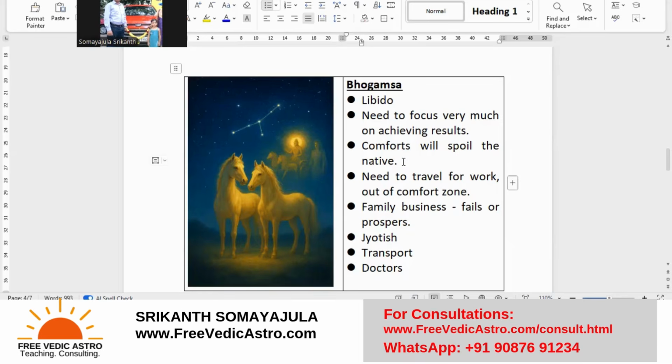It means somebody who is very fond of women, or all the luxuries. Yes, very much, because the Venus has actually spoiled it. Had the Venus not been there, that's a different thing.